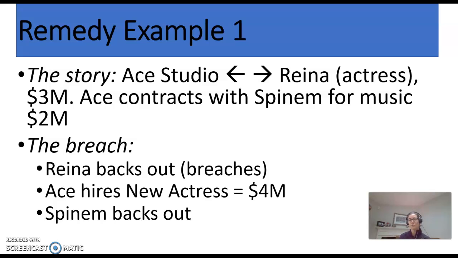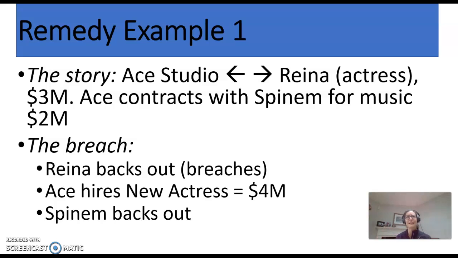And then Ace Studio goes to a musician and says, Spinham, we're going to pay you $2 million to make the music for this movie. And Spinham is really excited because they know that she's a big actress. The movie is going to be a big hit. So now Ace has two contracts, right? They have a contract with the actress and they have a contract for the music.